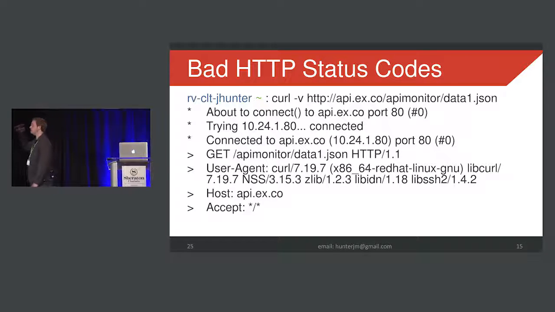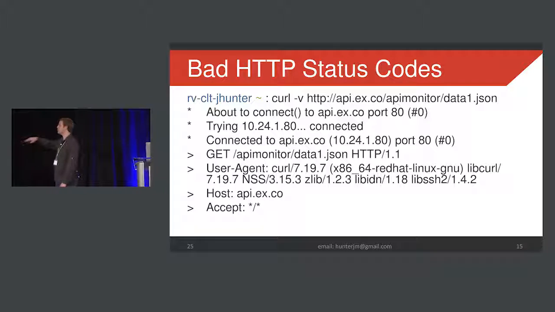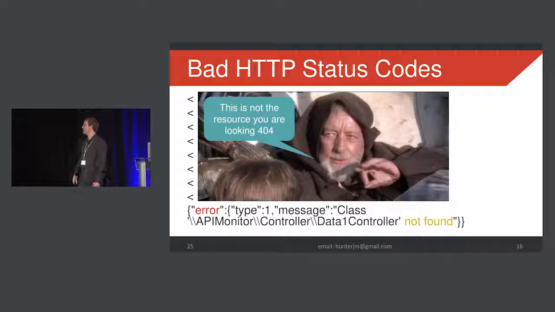Basically, it's trying to connect to it. All right, it found it. It connected to it. And I'm issuing a GET request for API monitor data1.json. Here's what I get back. I get an HTTP 200. Okay, great, message is received. And the response is JSON, error: the class API monitor controller data1 controller was not found. Which should have returned a 404, obviously.